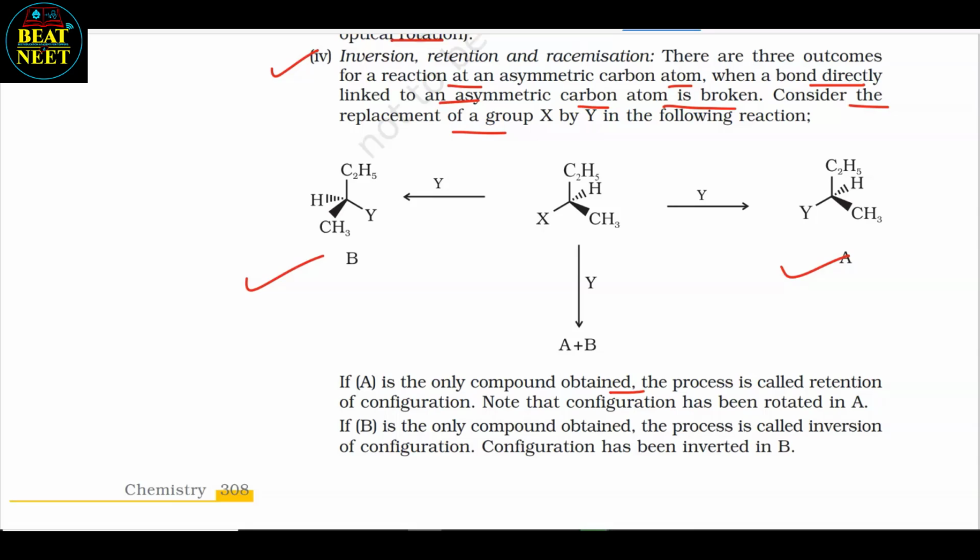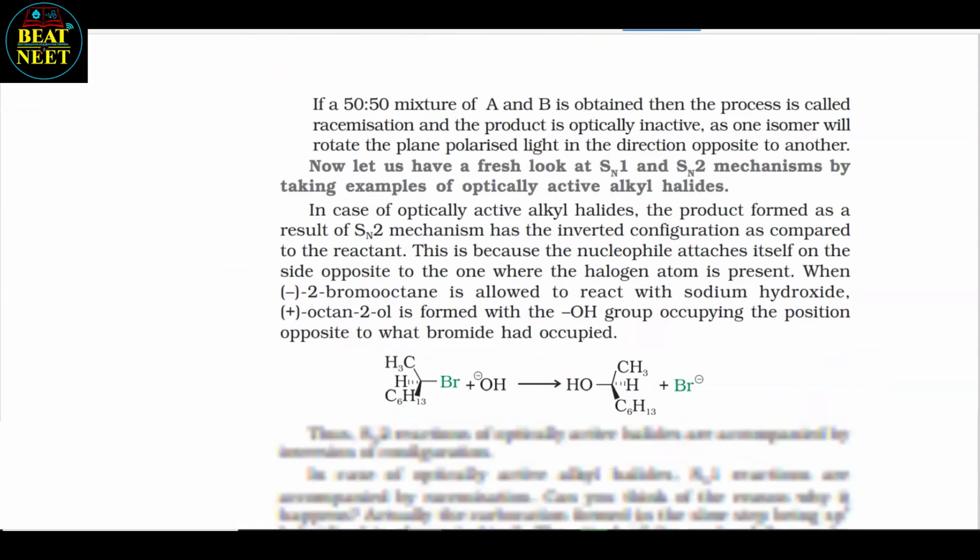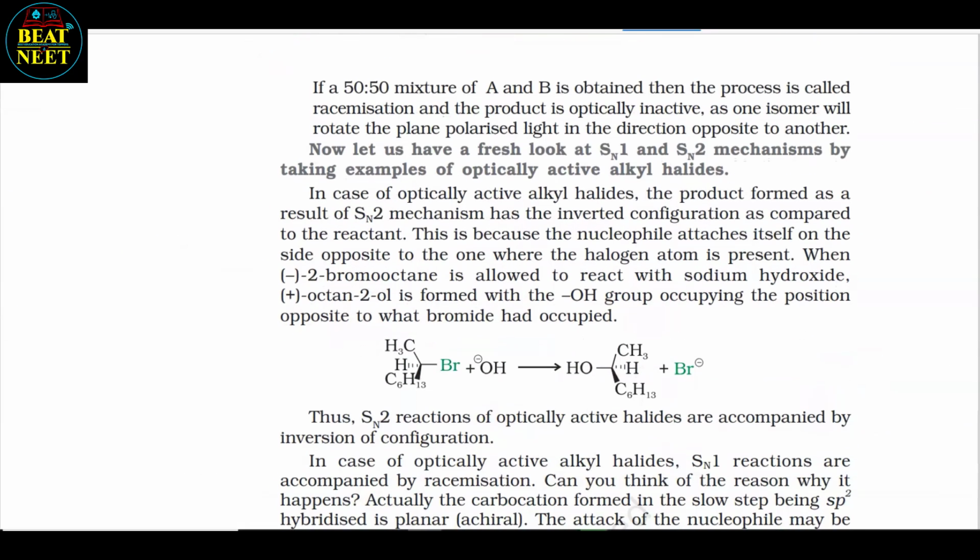If B is the only compound obtained, the process is called inversion of configuration. Here it is. The configuration has been inverted in B. You can see it is completely inverted. If a 50-50 mixture of A and B is obtained, then the process is called racemization and the product is optically inactive. So one isomer will rotate the plane polarized light in the direction opposite to another.